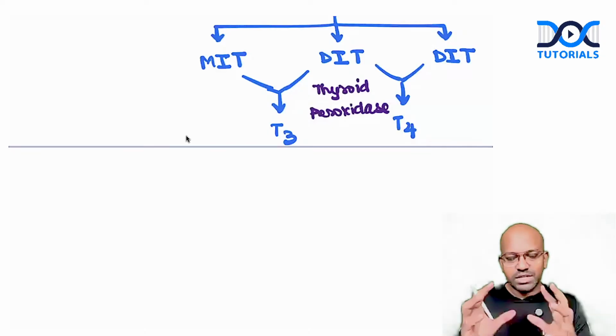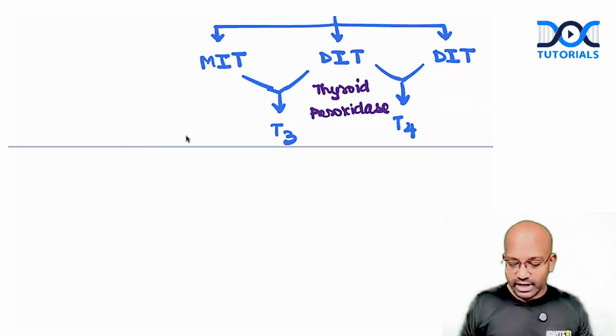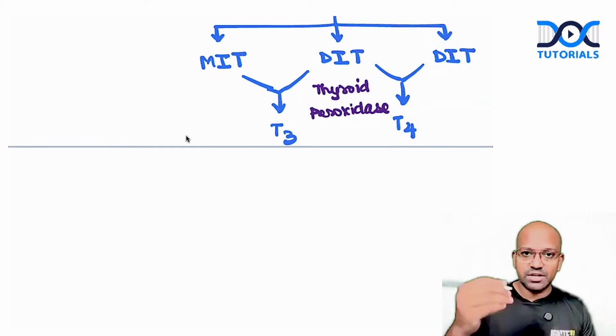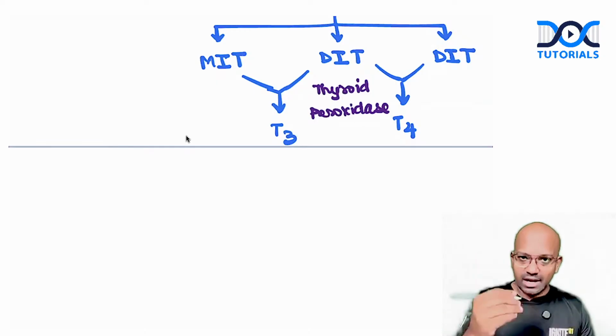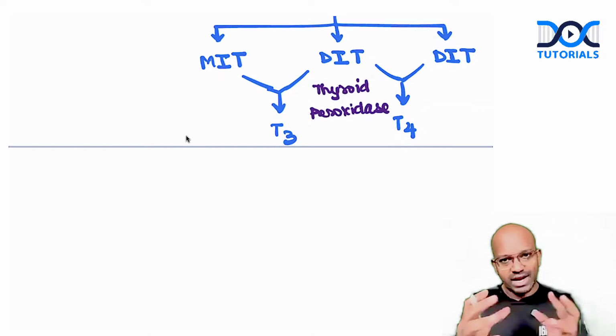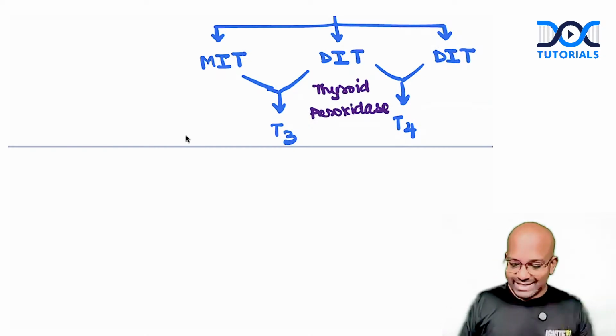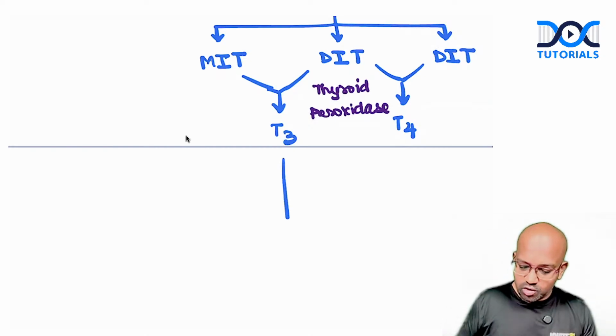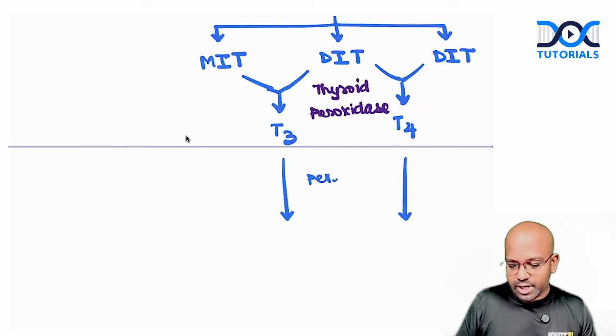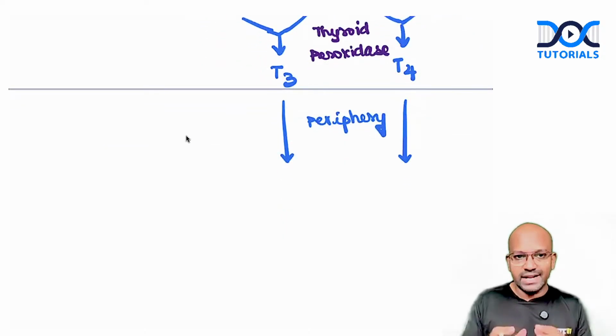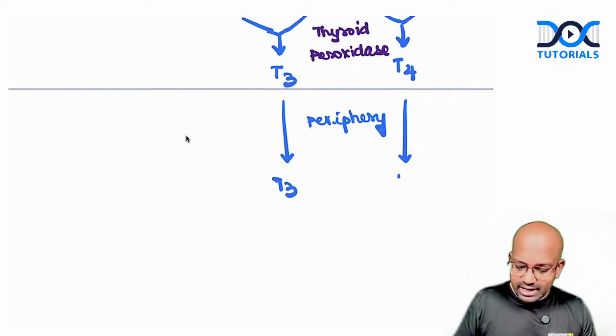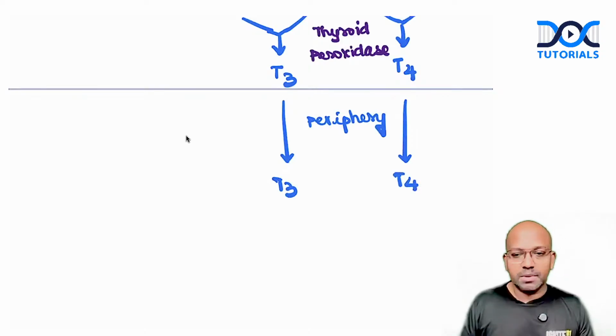Now, these molecules which are getting synthesized inside those follicular cells, whenever there is stimulation from the TSH, first point, there will be movement of iodide inside those follicular cells. The second point, there will be release of all stored T3, T4 into the blood, which I'm writing up over here as periphery. Periphery is nothing but the release of T3, T4 into the blood. So we have T3 and T4 inside the blood.